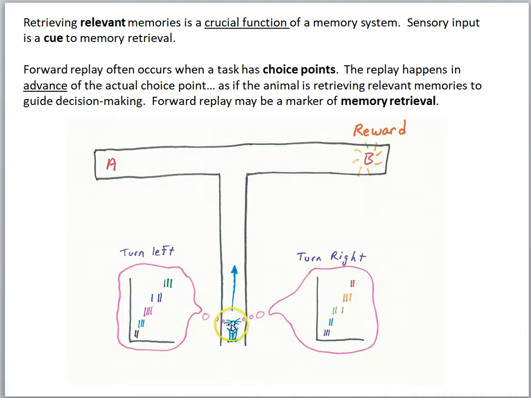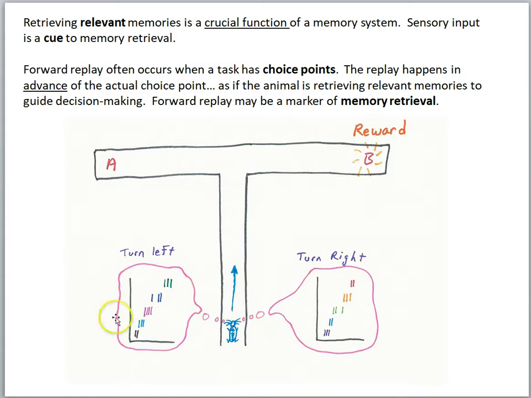And it's as if the animal is reactivating a memory of what happens when you go left, what happens when you go right. So the replay may be an indicator that the animal is retrieving previous memories. And the memory would involve a certain sequence of place cells when it turned right, a different sequence of place cell activity when it turned left. As it happens, the turning right sequence of place cells led to the reward. So as the animal approaches the choice point, it's going to be retrieving memories of what happened in the past when it went left, what happened when it went right, and it can use that retrieval of memory to guide ongoing behavior.